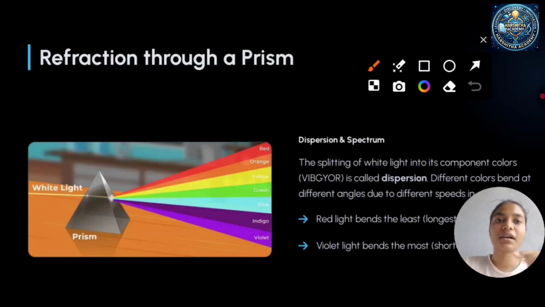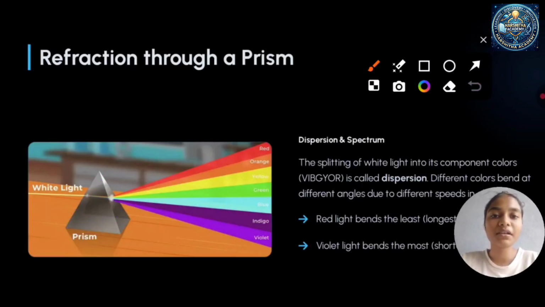This is refraction through a prism. This is a prism, which is made up of triangles. If we keep triangles like this, the prism will be formed.